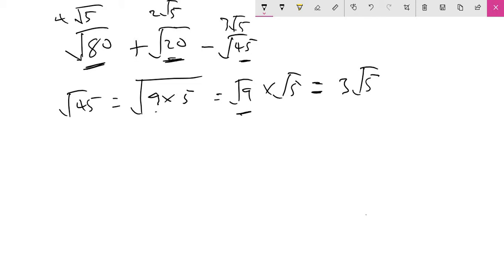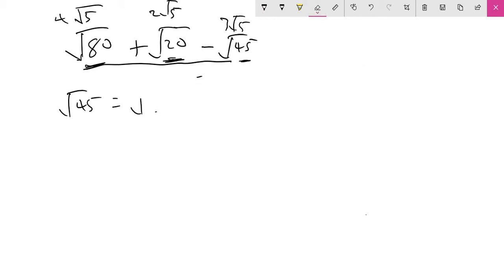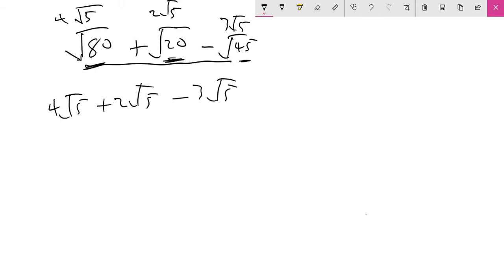So with this, we can rewrite the whole entire expression to get 4 root 5 plus 2 root 5 minus 3 root 5. And of course, the irrational part is the same throughout, so we can do the math. So 4 plus 2 is 6, minus 3, 3. So we have 3 root 5. And this is the final answer.